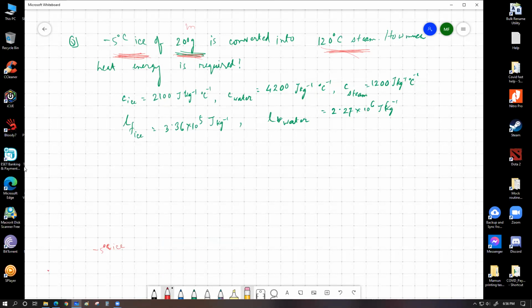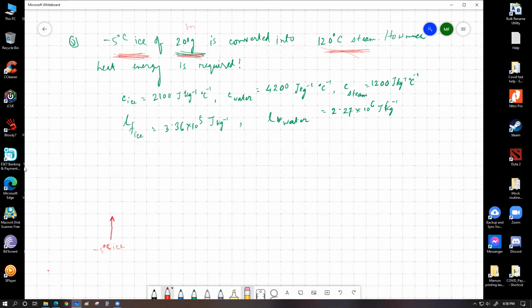Will it start to melt? Will it start to heat up? Heat up means it will start to show temperature rise. So it will start to heat up. It will show temperature rise because minus 5 is not the melting point of ice. What is the melting point of ice? 0 degrees Celsius. Beautiful. So by applying heat from minus 5 degrees Celsius, this will rise up to 0 degrees Celsius.